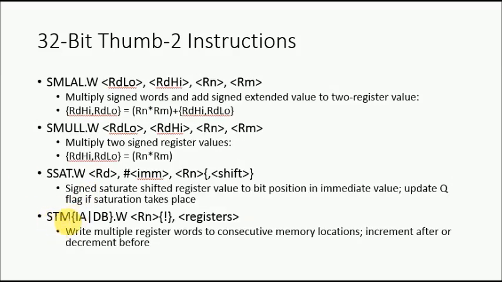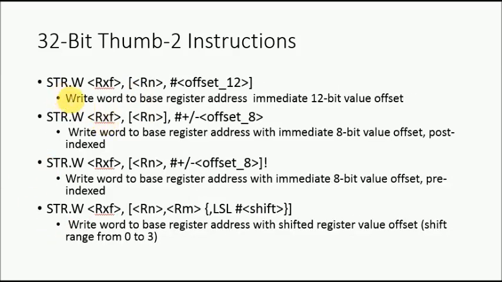STR.W Rxf, Rn, #offset 12. So there are 4 STR instructions, with 4 different syntaxes. In a store instruction, the data which is present in this register will be transferred to the memory whose address is specified here. So we can calculate the physical address, where the base address is present in Rn and the offset is given here.